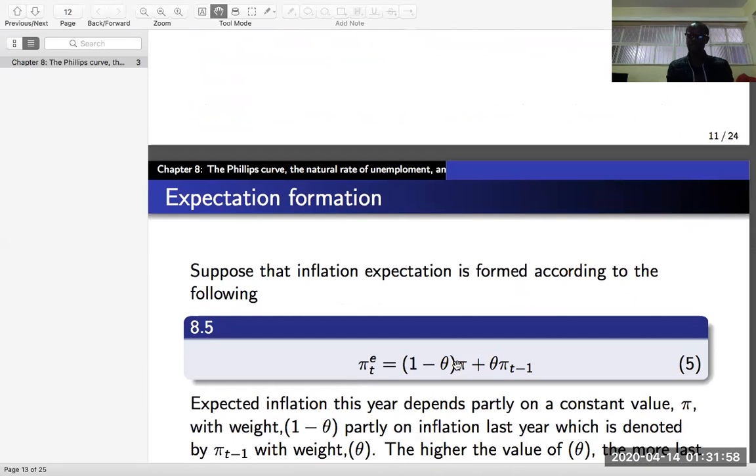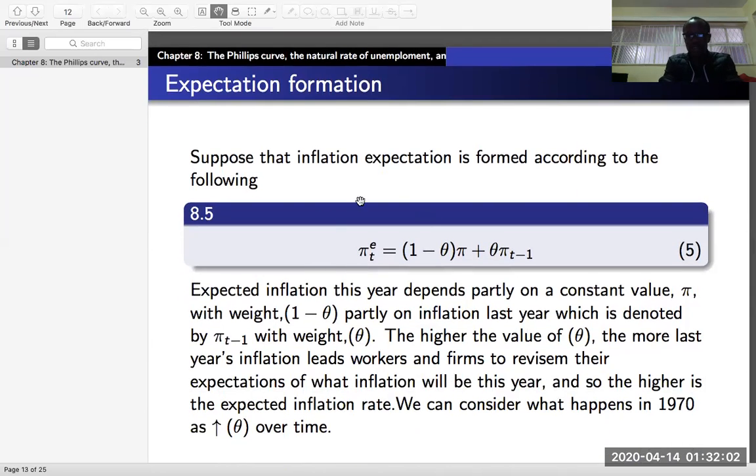Suppose that inflation expectations are formed according to the following. If you assume that expected inflation is given by some form of a derivation of a constant value of inflation and last year's inflation, then expected inflation this year depends partially on a constant value, and is weighted by this, and then last year's inflation, which is weighted by theta.